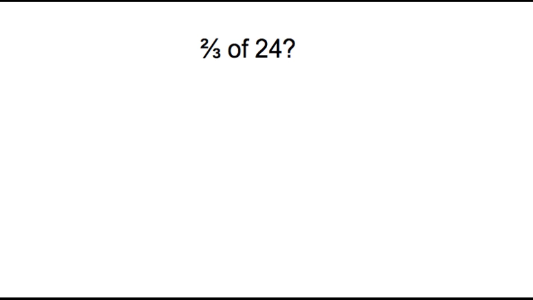So what we're going to do is we're going to set this up as a multiplication problem of two fractions. So 2/3, and wherever we see of in math, we're going to replace that with the multiplication sign. And then we're going to make 24 into a fraction. So we want to keep the value of 24. So in order to do that, we're just going to write 24 in the numerator and 1 in the denominator, because 24 divided by 1 is still 24. So we're not changing the value of 24.